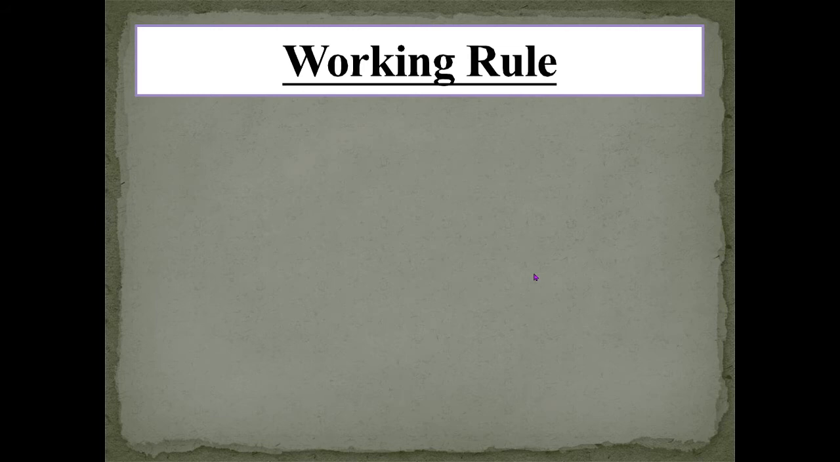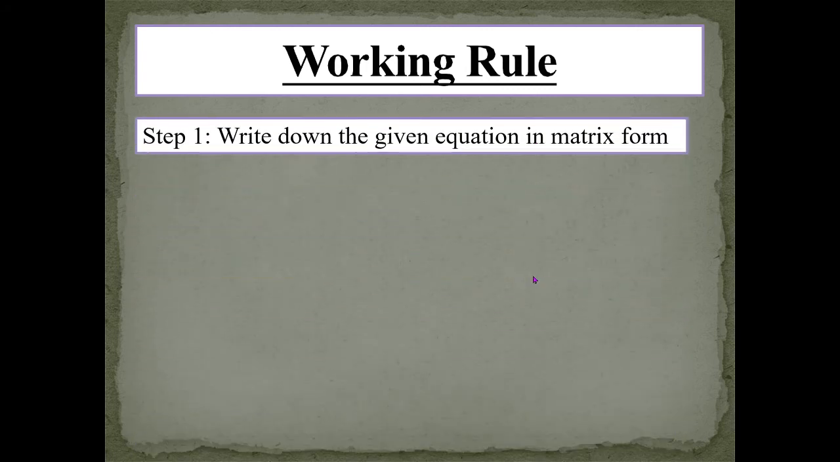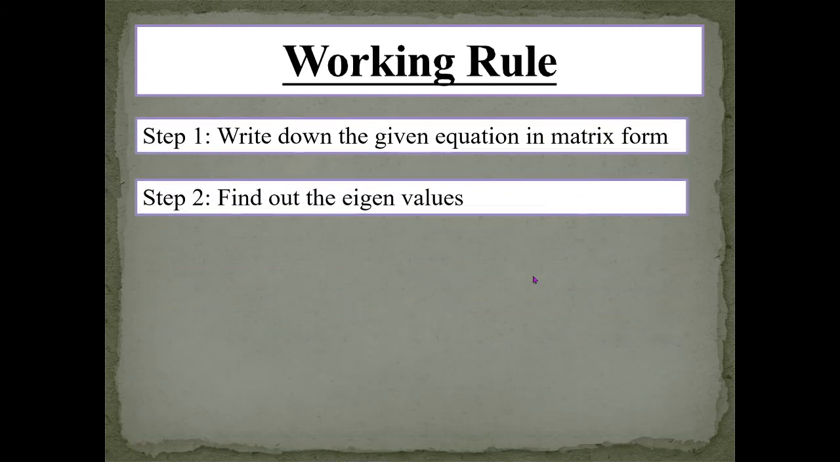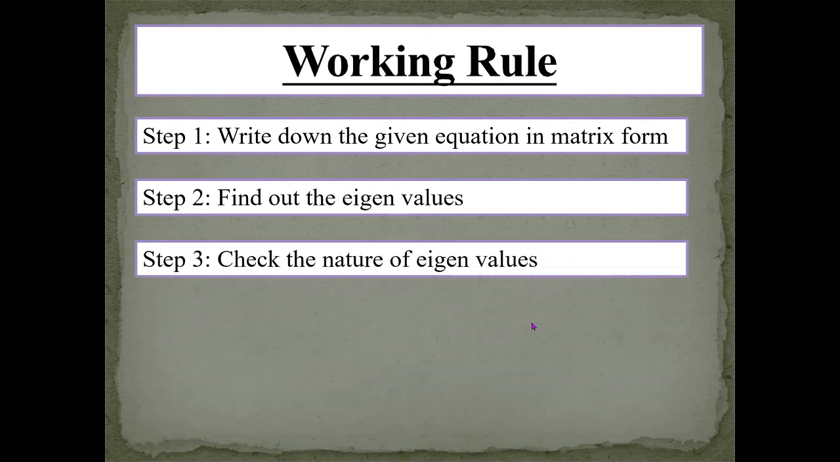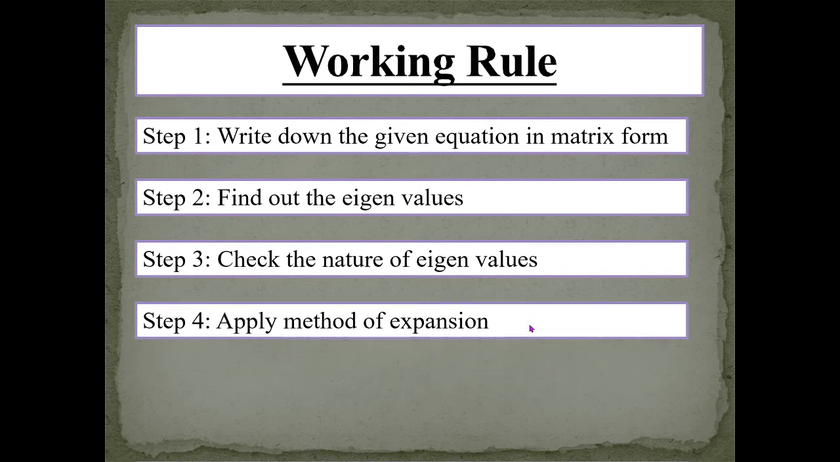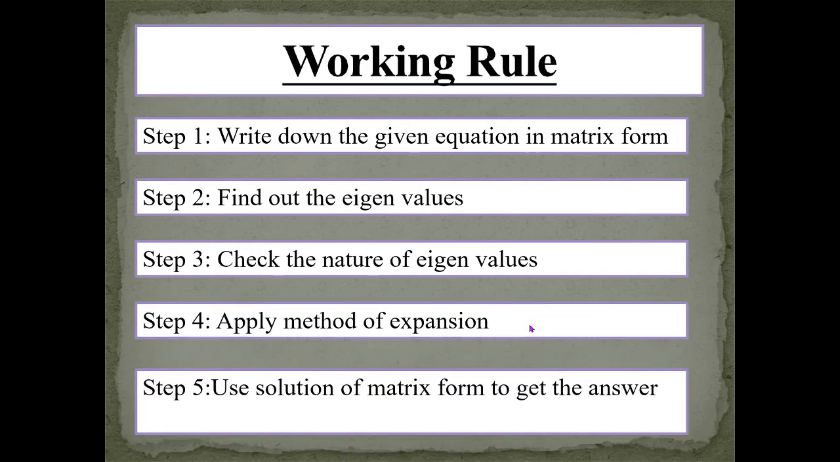The working rule comprises 5 steps, and these steps are: write down the given equation in matrix form, find out the eigenvalues, check the nature of eigenvalues, apply the method of expansion, and use the solution of the matrix form to get the answer. Now, these first two steps are as they are in the matrix method.